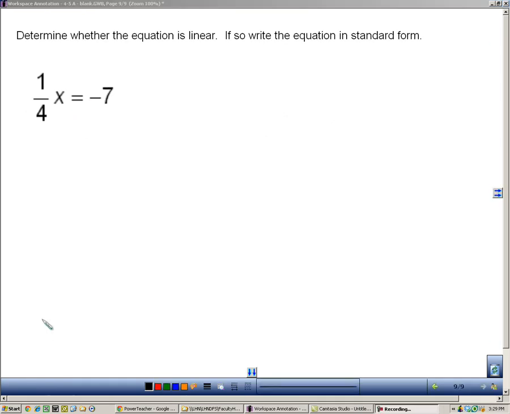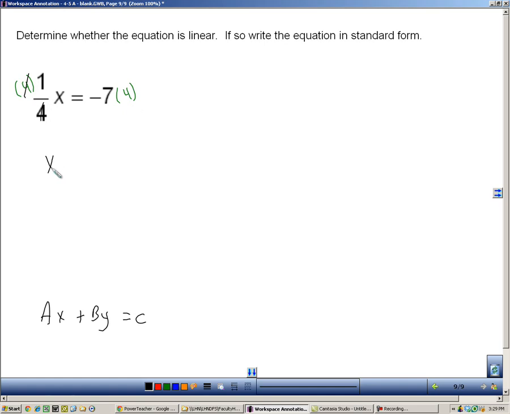Is this equation linear? Well, can we write it in standard form? Initially you look at it and you think no because it's missing the y. You also might look at it and say it's got a fraction, so that's a problem too. I'm going to deal with the fraction first by multiplying both sides by 4. So now we'll cancel the 4's, leaving a 1x equals -28. Okay, so that's better, but I'm still missing the y.